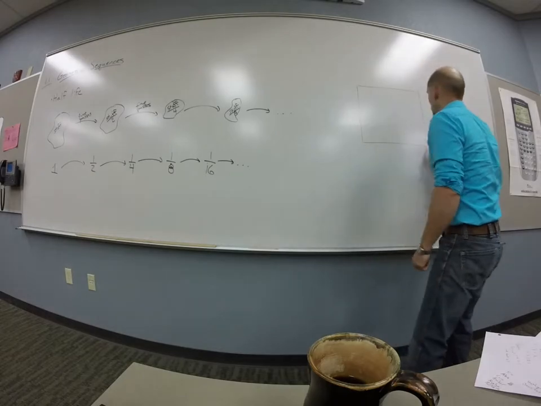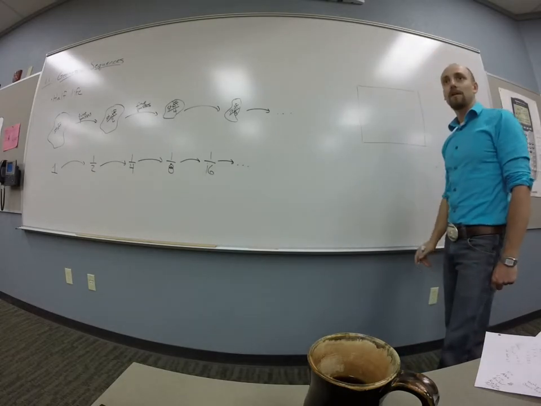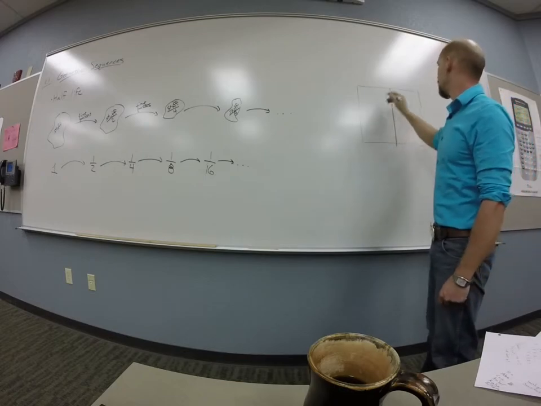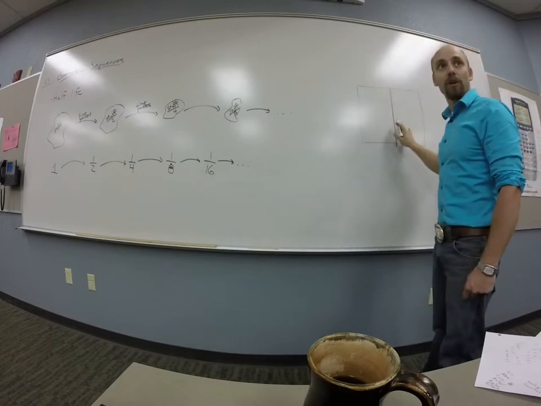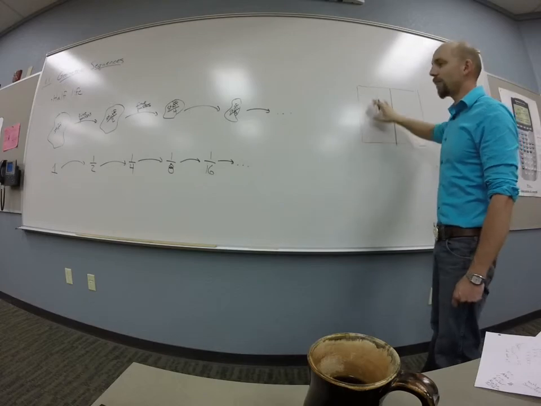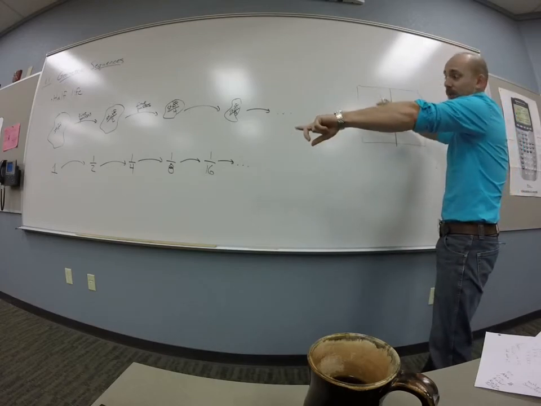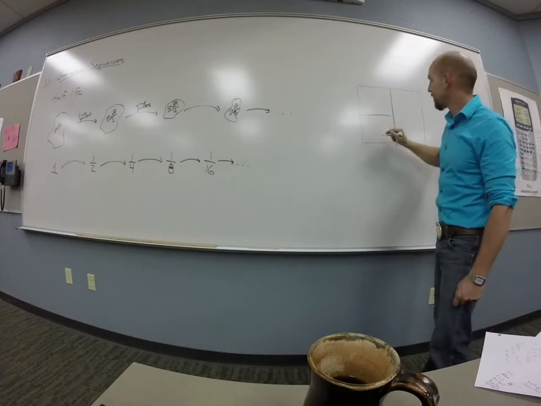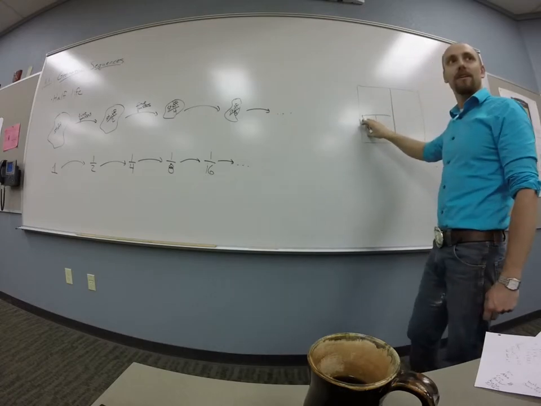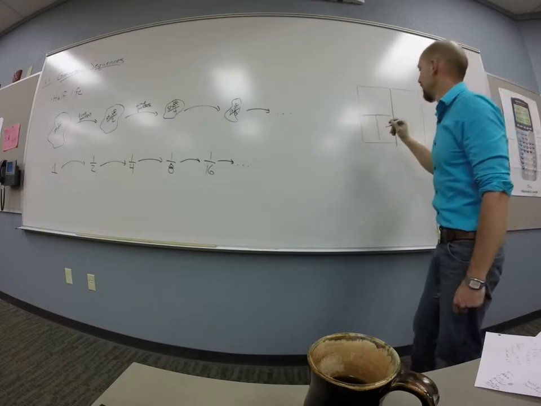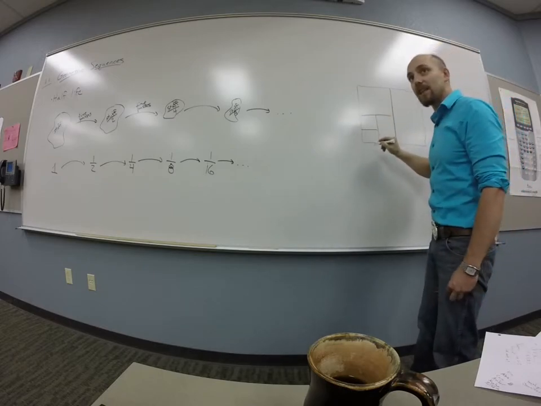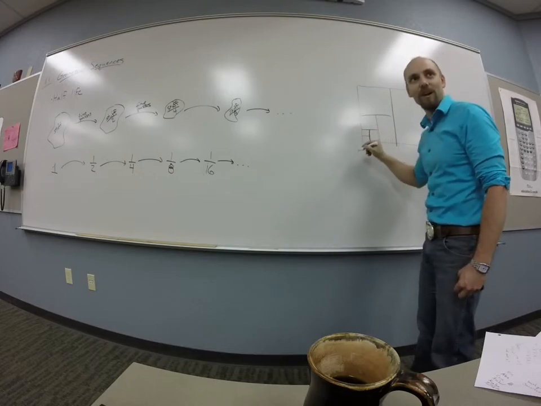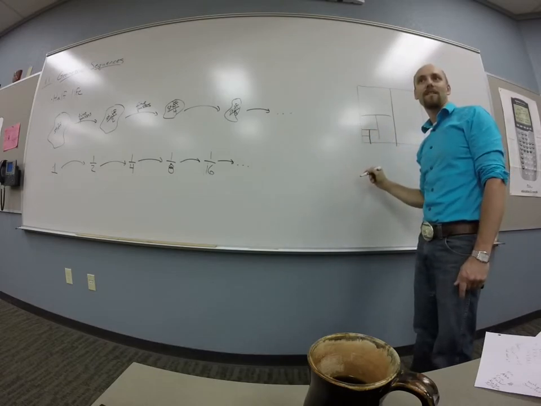Here's a square. If I cut it in half, the whole square was the 1 unit. I cut it in half, this is the half. If I cut that in half, this is the quarter. If I cut this in half, this is an 8th, a 16th, a 32nd, a 64th, and on and on.